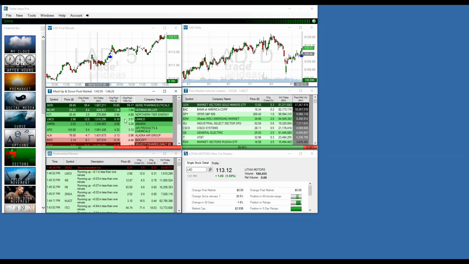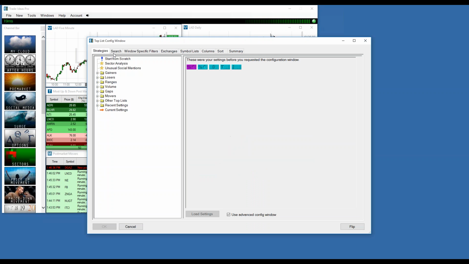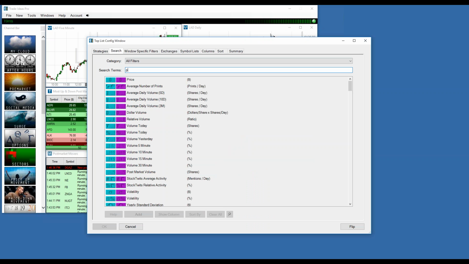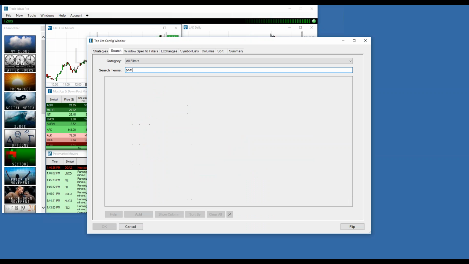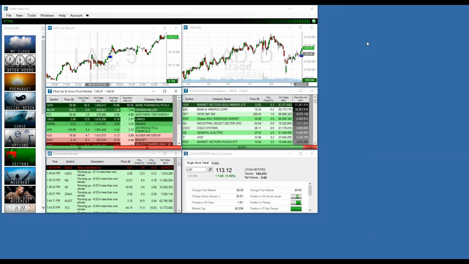So to find change from post-market, you would just go to Configure and go to Search and type in post, and there you go. It's in percentage, in dollar, and there's the post-market volume. So just more power. It continues to grow, okay? And these channels are surfable.